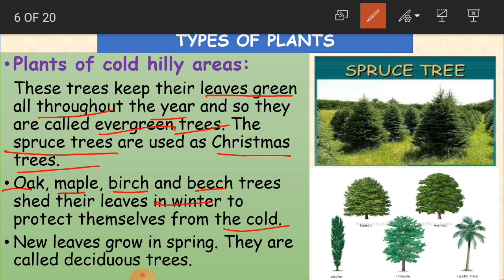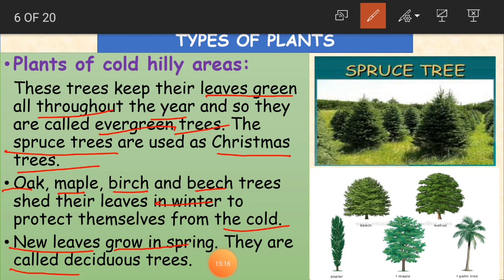Whereas evergreen trees remain green, these trees, oak, maple, birch and beech, are going to shed their leaves in winter. Why? To protect themselves from the cold. Because it is already a cold area, and in winter the coolness will be very high. To protect themselves from that cold, they shed their leaves. And new leaves grow for them in spring.